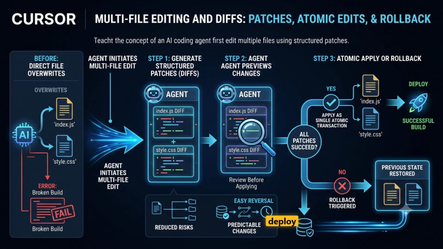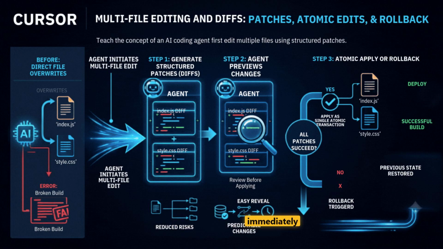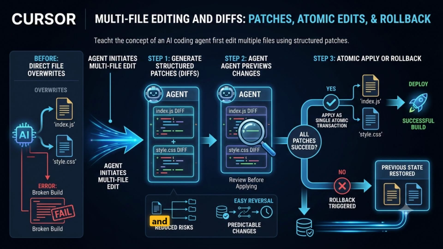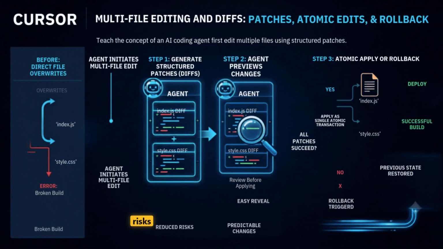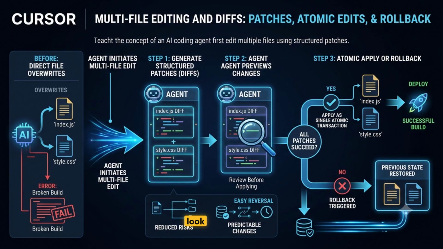and clean deploy. If even one patch fails, follow the bottom path marked no. An automatic rollback triggers, immediately restoring your previous state and neutralizing broken dependencies. That small box at the bottom summarizes the core win, reduced risks and predictable changes across your workspace. Now let us look at the exact mechanism that solves this, how it works under the hood.